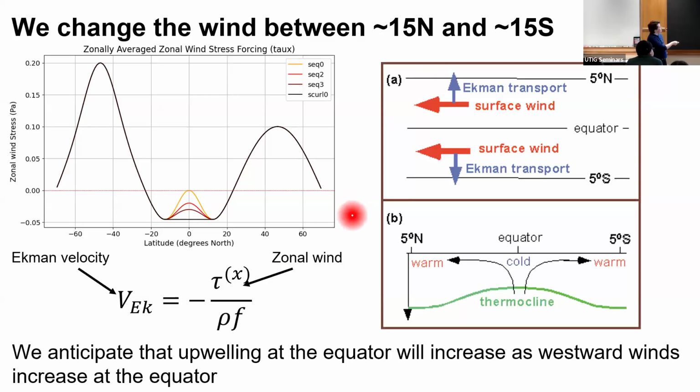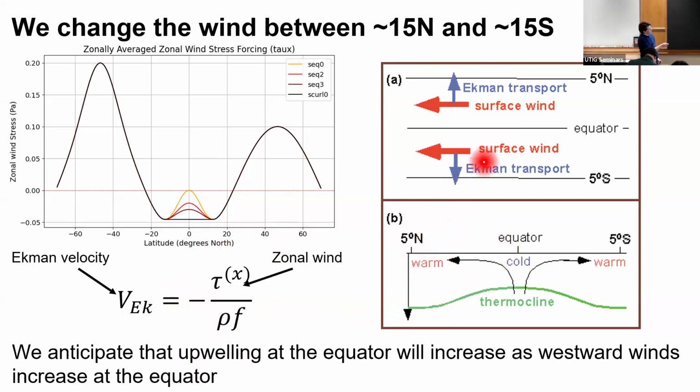And so we changed the wind. This is the zonal wind stress, so the wind stress in the east-west direction versus latitude. We are just changing the wind really close to the equator, within 15 degrees north and south. And these are just some figures to remind you what's happening close to the equator. We have wind that is usually in the westward direction, and that causes divergent Ekman transport, which causes upwelling close to the equator.